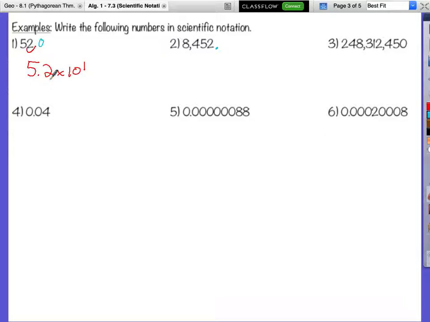Let's look at the second one. 8,452. We have our decimal here at the end. If we don't see it, we just put one there. Between what two numbers are we going to want to put the decimal, Graydon? The 8 and the 4. So how many spots do we have to move it to get between the 8 and the 4? Kale's showing me 3. 1, 2, and 3. I think Kale's right. So what am I going to write now? Sam, what would I write?